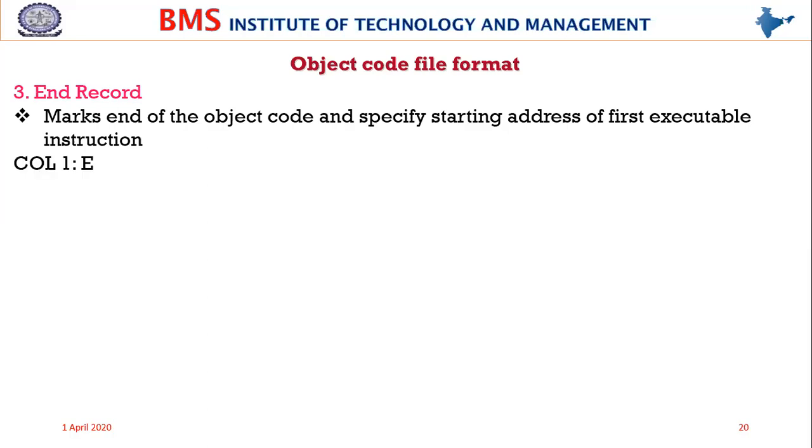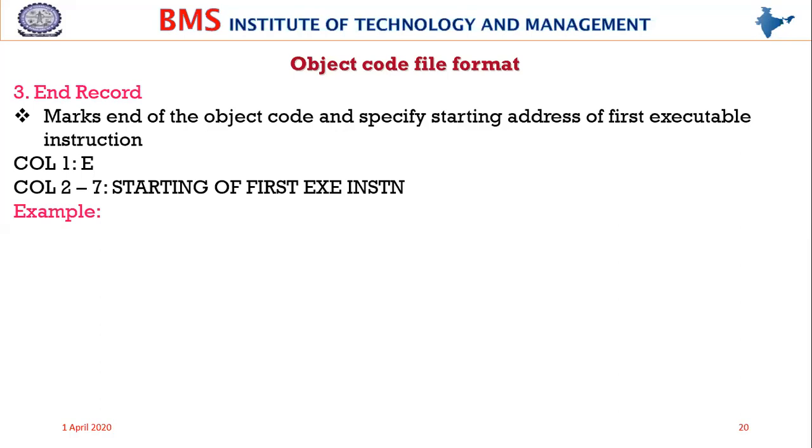Right. The end record: column 1 is indicated by E, telling that it is the end, and the starting address of the first executable instruction is in column 2 to 7. That's the three records we have in our object code file format. We shall see an example. We shall write one of it. The program is STRING.